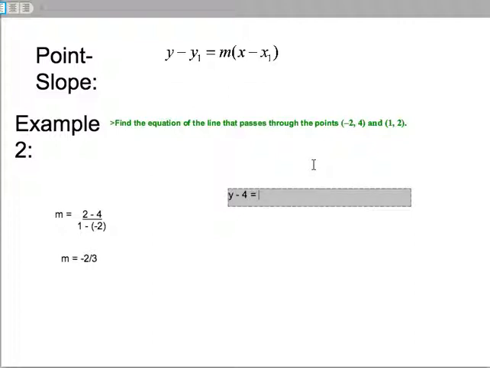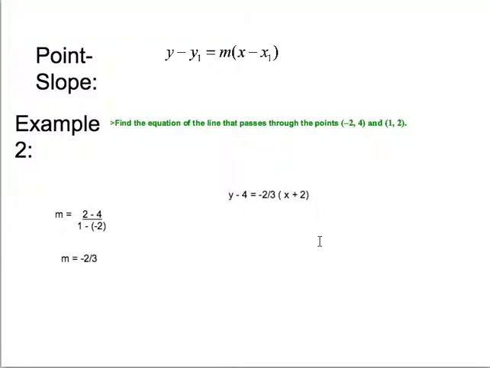Then it's going to be -2/3 multiplied by x minus whatever my x is, so it's going to be minus -2, but remember, minus is really plus, so plus 2. And that's it, that's our answer.